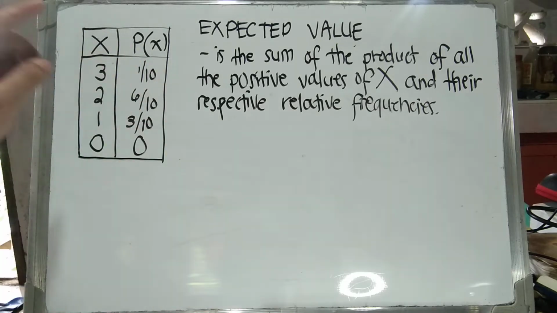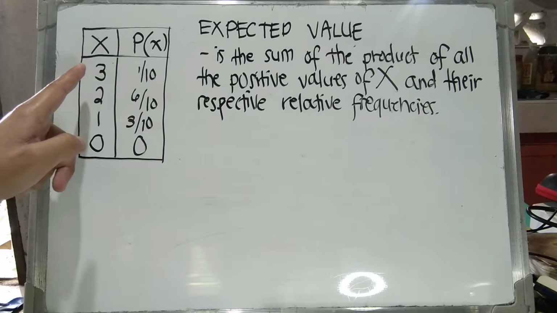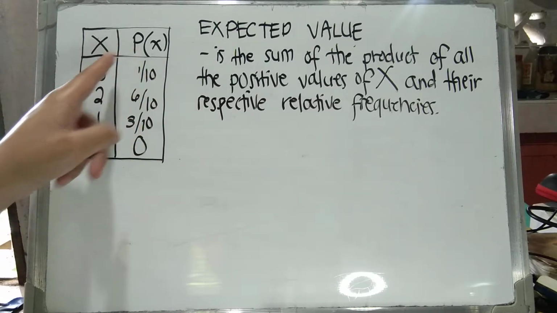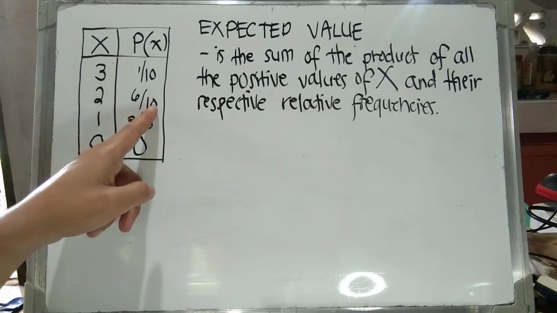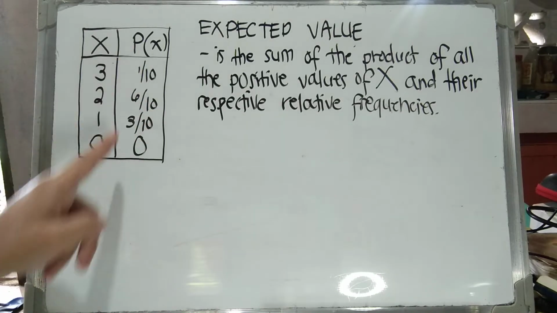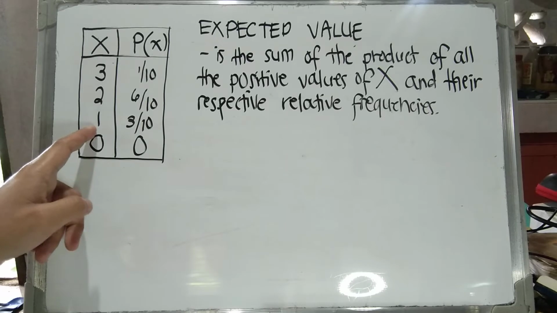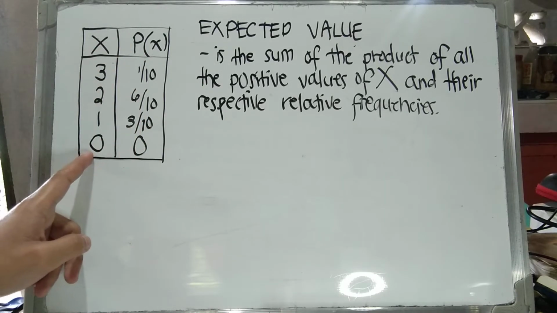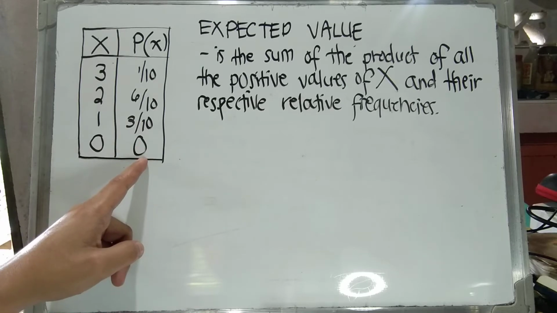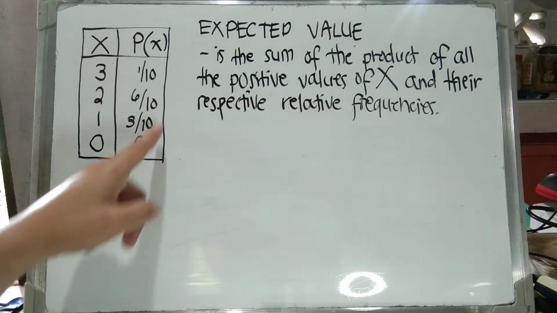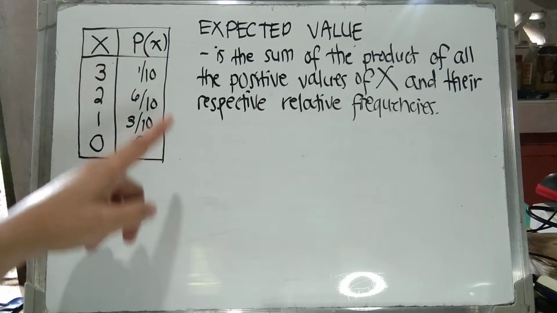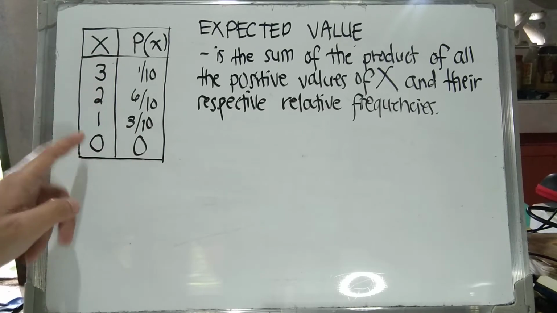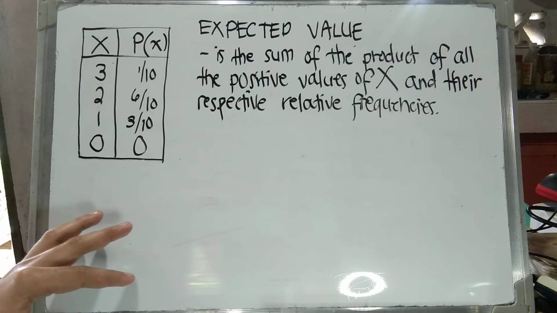Meaning the probability of getting a random value of 3 is 1 over 10. The probability of getting a random value 2 is 6 over 10. The probability of getting a random value 1 is 3 over 10. And the probability of getting a random value of 0 is 0. So this is what we call relative frequencies. And the positive values here are referring to the 3, 2, 1, 0, which is our random variable.